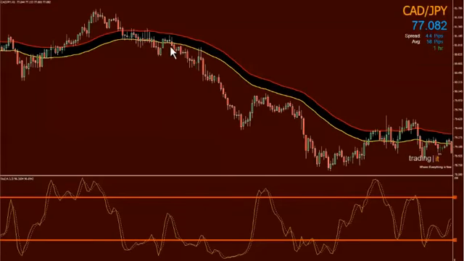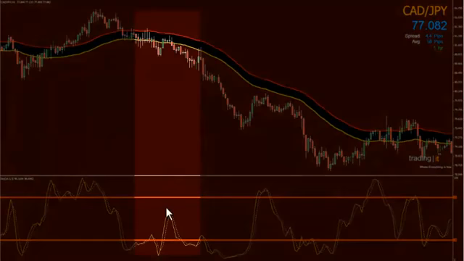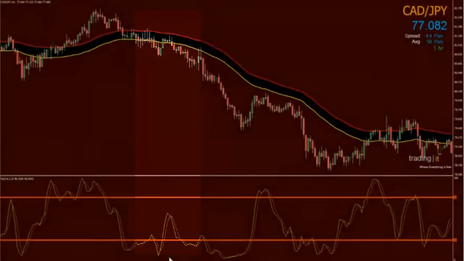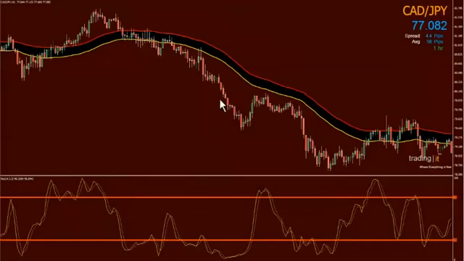Even though the market did go lower, we did not have the stochastic in the overbought area at the time, even though price was trading below the band. We need both the price to be trading below the band and the stochastic to be in the overbought area before it hooks down like here.